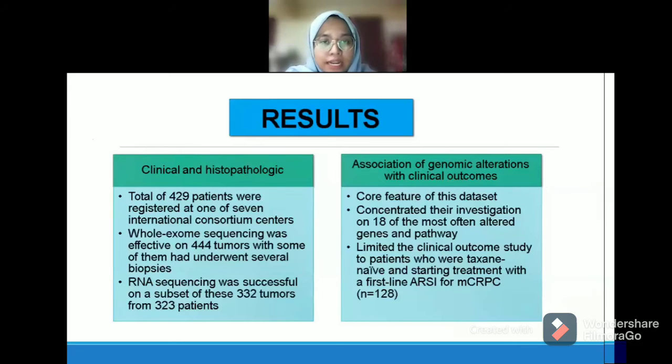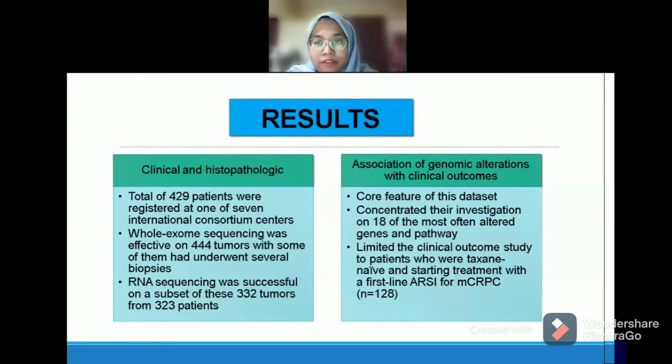outcomes. For clinical and histopathologic, a total of 429 patients were registered at one of 7 international consortium centers. The whole exome sequencing was effective on 434 tumors, with some of them having undergone several biopsies. The RNA sequencing was successful on a subset of these, 332 tumors from 323 patients.